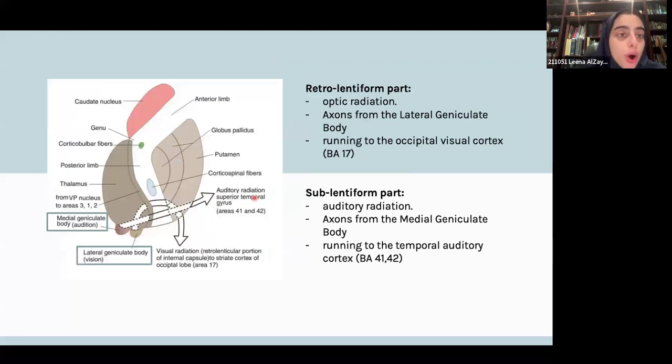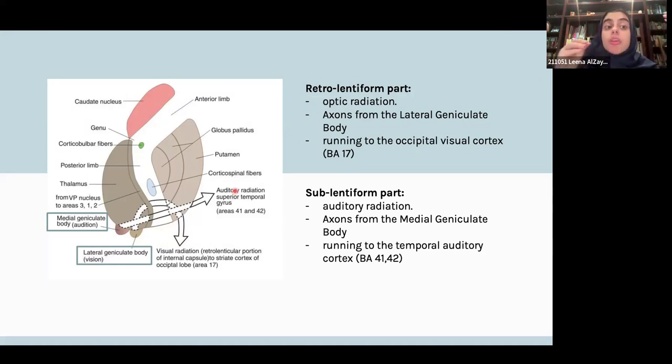We also have two more parts to the internal capsule called the retrolentiform and the sublentiform areas. Basically, they're a bunch of fibers crossing from the geniculate body to another part of the body. So we have the medial geniculate body fibers going to the auditory radiation in the temporal gyrus, because we know the temporal lobe is here and it's near the ears. So obviously you want the fibers to go towards the ear. So you're going from the medial geniculate body of the thalamus to the auditory radiation.